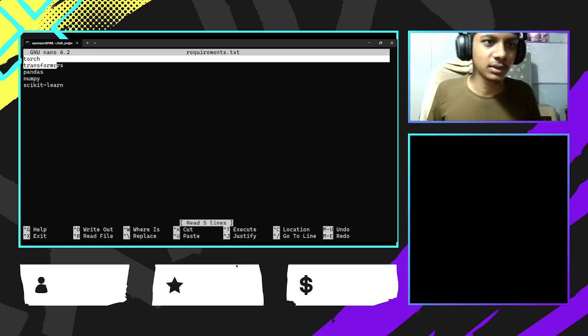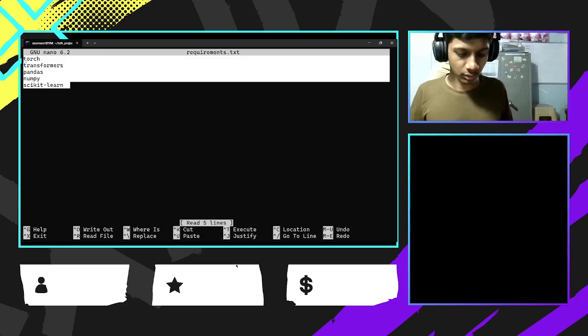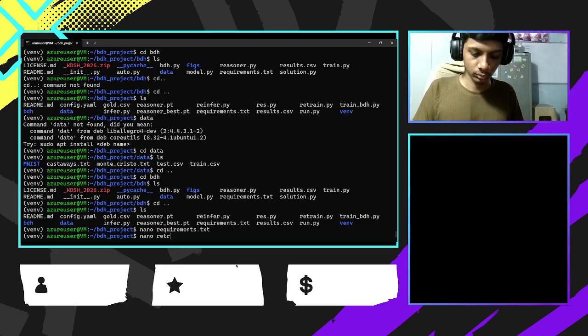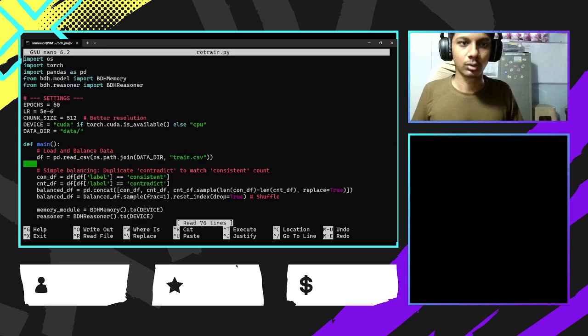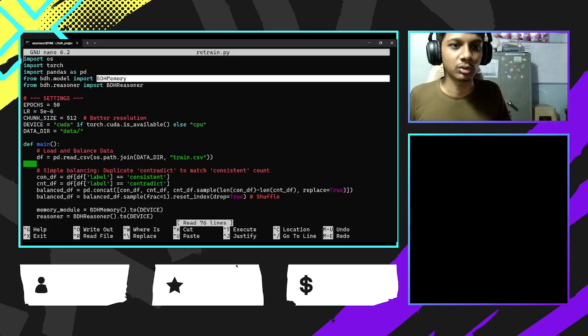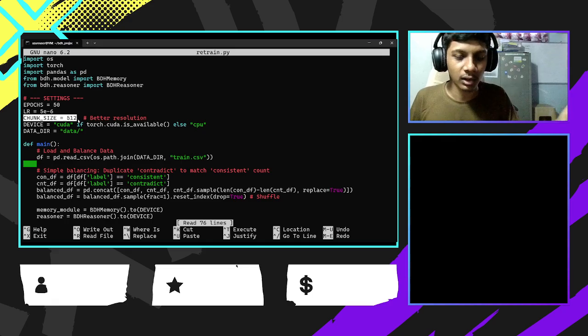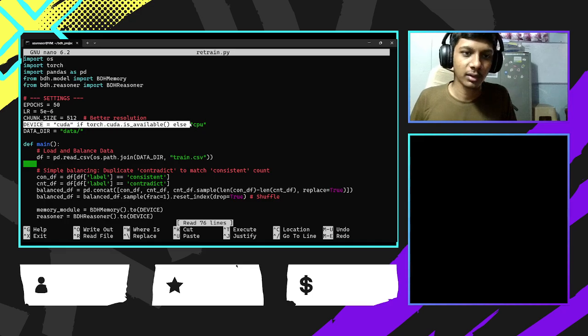So these were the important libraries: Torch, Transformers, Pandas, NumPy, etc. These were the important libraries we use. BDH models, reasoner, memory. Memory is so we can save it and use it. This is epochs equal 50, which I just told you, and this is the learning rate. Chunk size was 512 for the cache one, and we used torch CUDA, so it uses the CPU and not a different GPU.